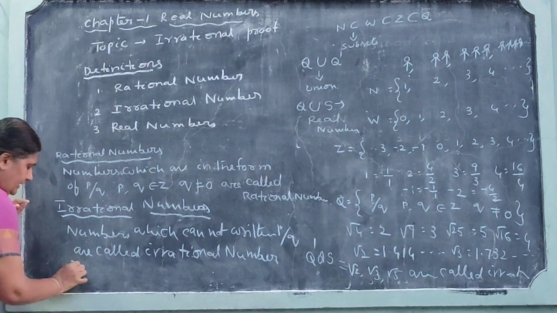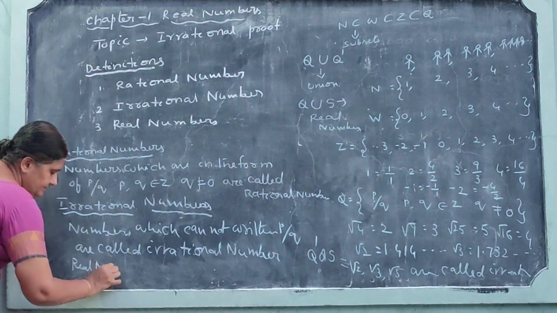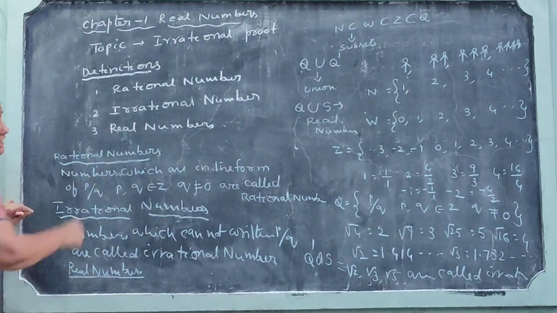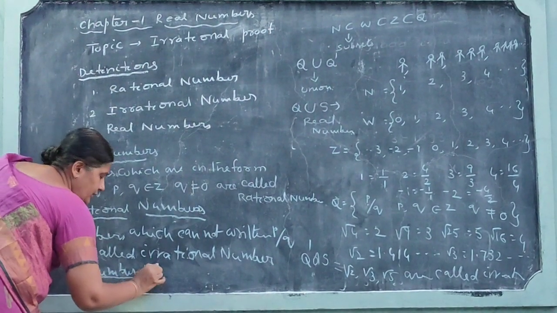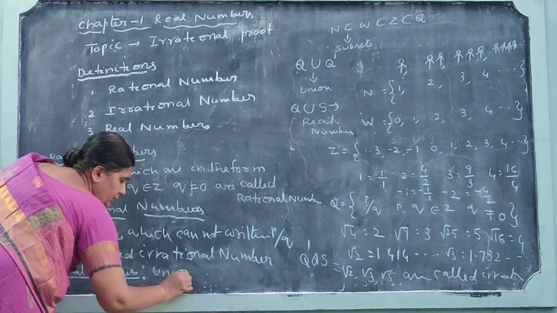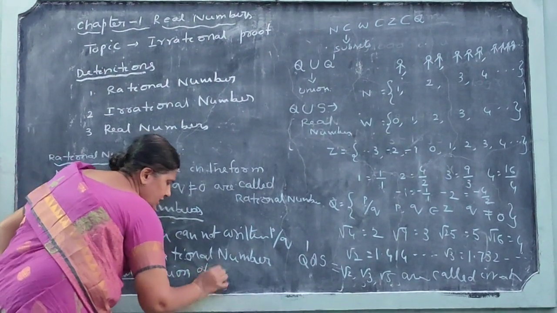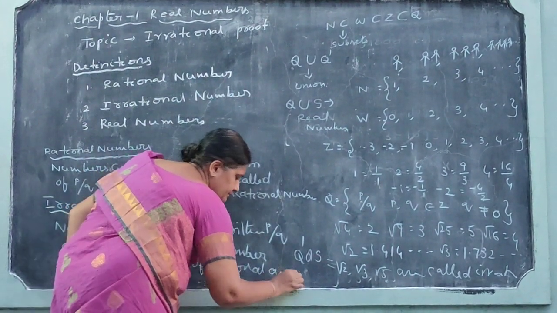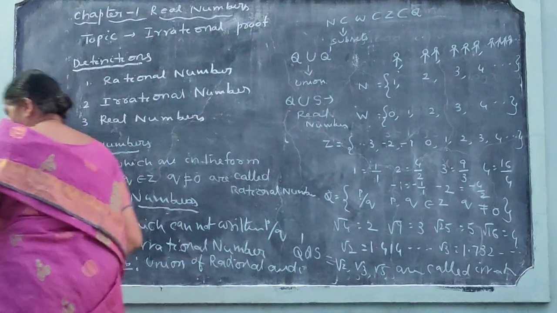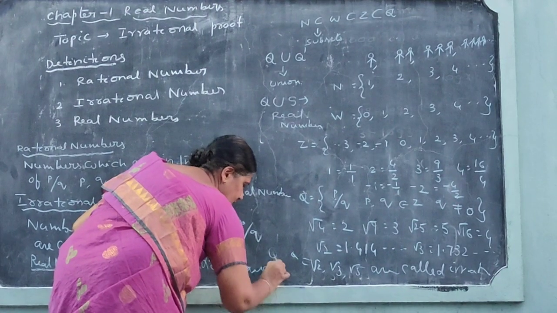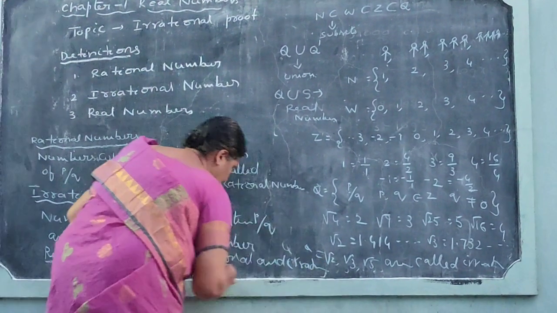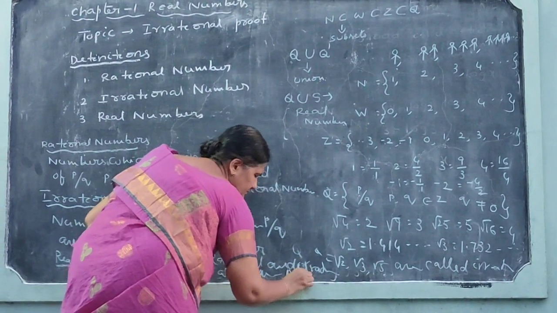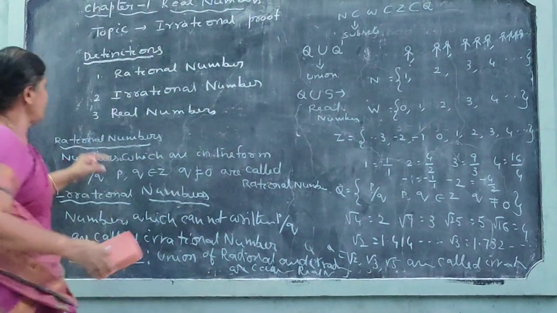Last one is what? Real numbers. Which ones are we combining? Rational and irrational. That means union means combination of rational and irrational. Irrational are called real numbers. You must write down real numbers. Once again, listen.